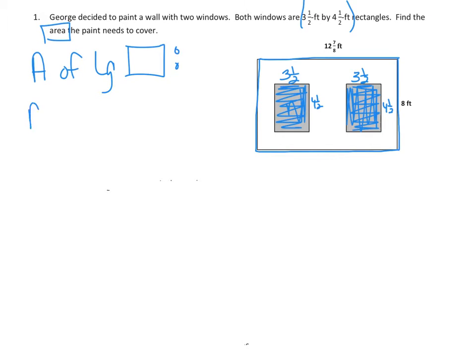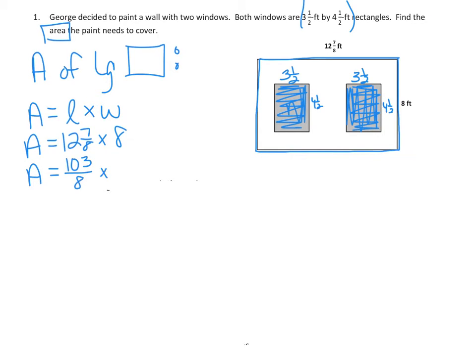So I know that the area of my large rectangle is length times width. So L is 12 7/8 times 8 feet. All right. Knowing what I know before, I'm going to make the 12 7/8 an improper fraction. So 12 times 8, whole number times denominator, is 96. 96 plus 7 is 103 eighths times 8. I'm going to make it a fraction just to make my life easy.